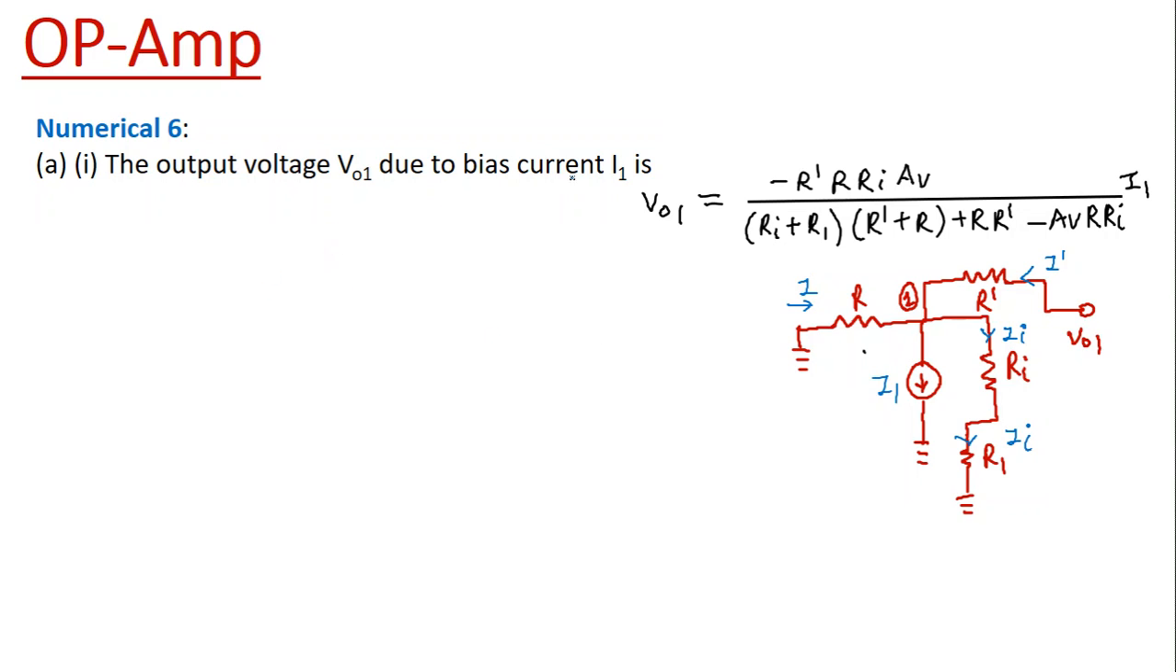Now we apply KCL, that is Kirchhoff's current law, at node 1. So what we get? I' plus I is equal to I1 plus Ii.